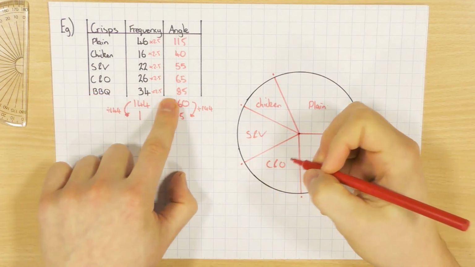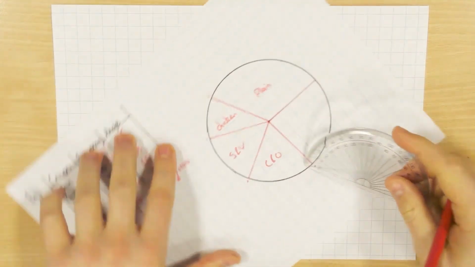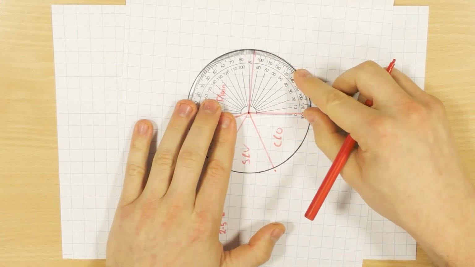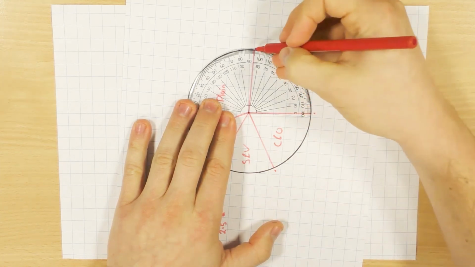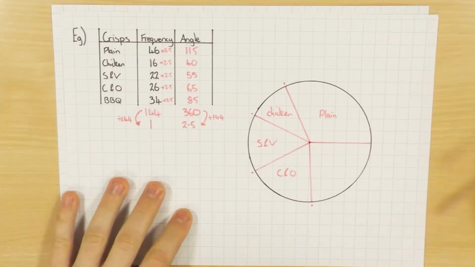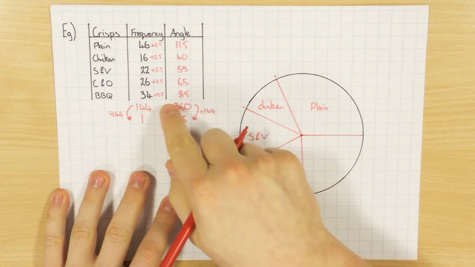And finally, barbecue flavour, it's 85 degrees. Let's just measure that and double check. Looks about right, but let's just double check. And yes, 85. So yeah, absolutely spot on. And that was barbecue.